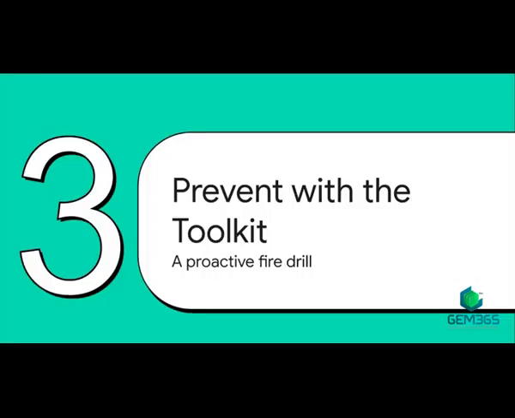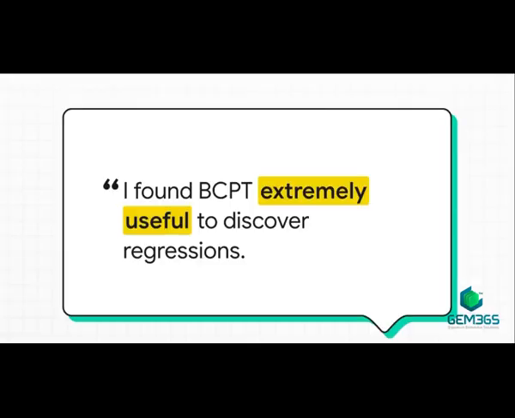Okay, so we know how to react to problems, but what about getting ahead of them? That's where our second tool comes in, the Performance Toolkit, or BCPT. The best way to think about this one is as a proactive fire drill for your system. You test for weaknesses before they can cause a real emergency. And this is a huge deal. As Microsoft MVP Stefano Demiliani puts it, BCPT is fantastic for finding regressions. Now, a regression is just a fancy word for when something that used to be fast gets slower after an update or a change. This tool is your number one defense against that happening.